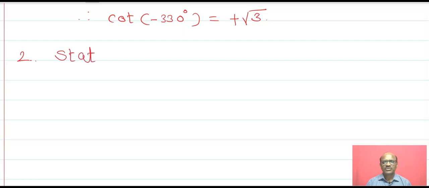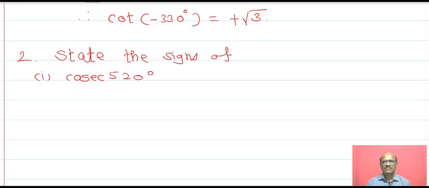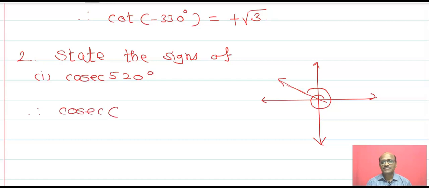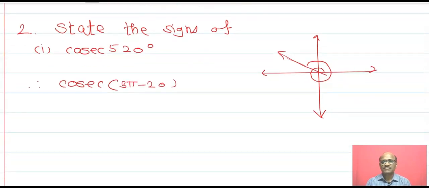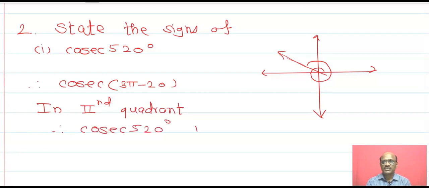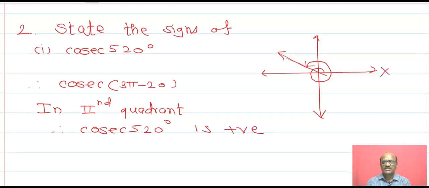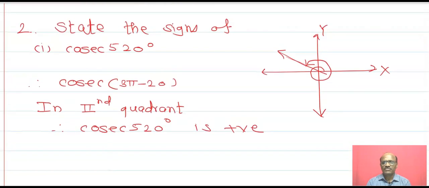Now the question number 2. State the sign of cosec 520. Now see this cosec 520. It is in the second quadrant, and cosec in the second quadrant. Therefore, in second quadrant, cosec is positive. It's a reciprocal of sine. Therefore, it is positive. Cosec 520 is positive.